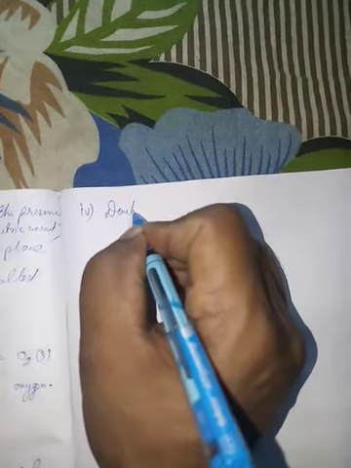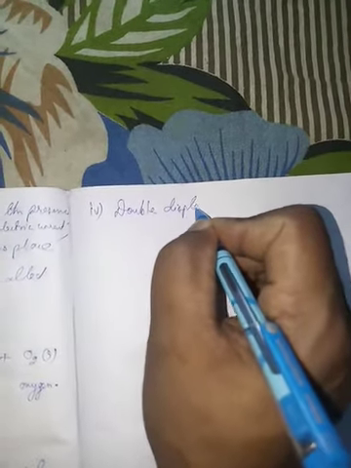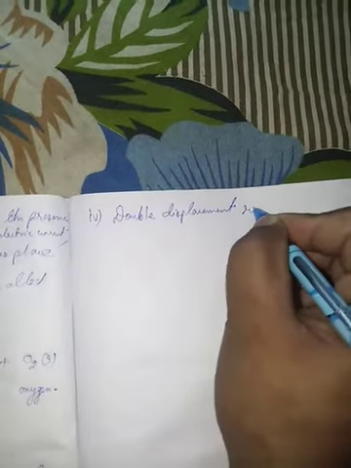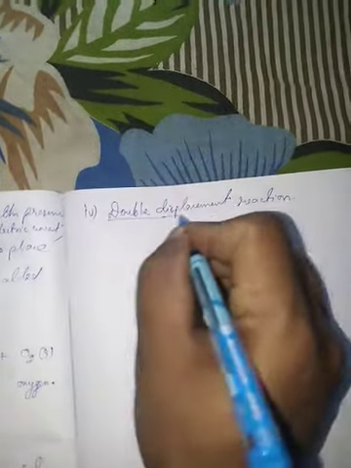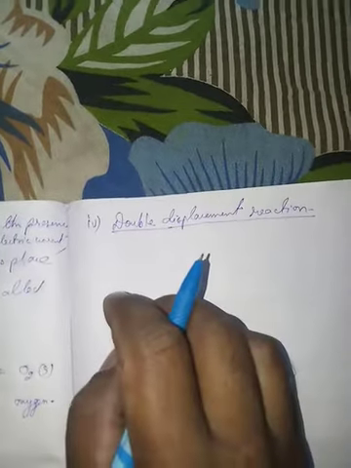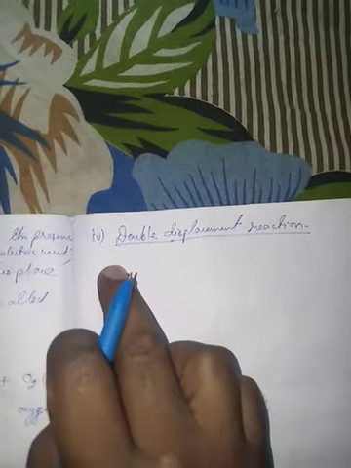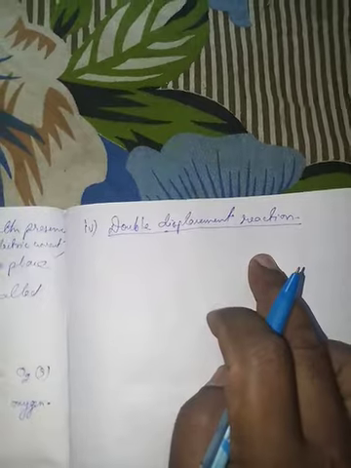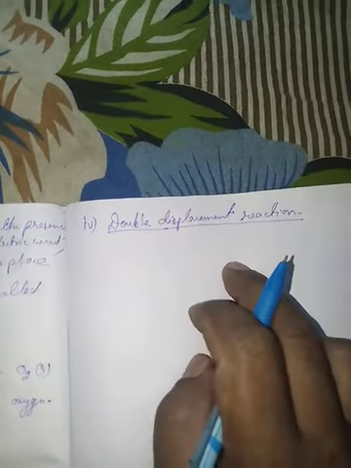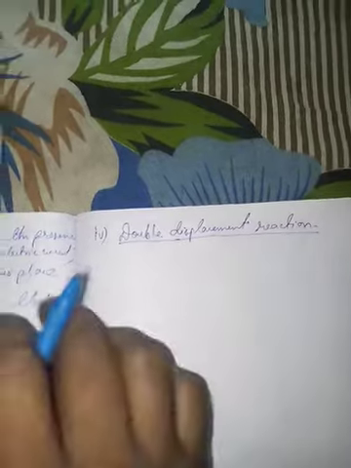Next is double displacement reaction. Fourth, double displacement reaction. Okay. Just like displacement, but in this ions interchange takes place. That means if two aqueous solutions react, then the positive ion of the first combines with the negative of the second to form a new substance, right?